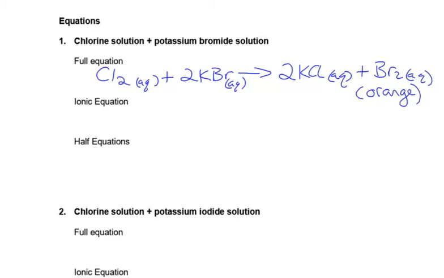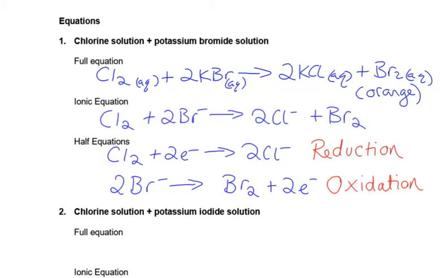So you can see the ionic equation written there in the middle. And then the half equations: chlorine is gaining electrons, so it's undergoing reduction. And then the bromide ion is losing electrons, so it's undergoing oxidation. So these are displacement reactions, but they're also redox reactions.